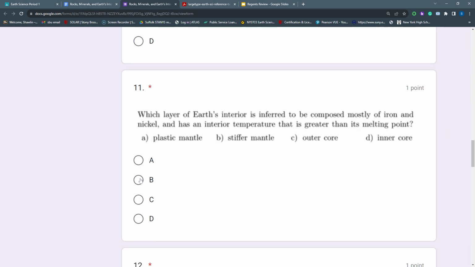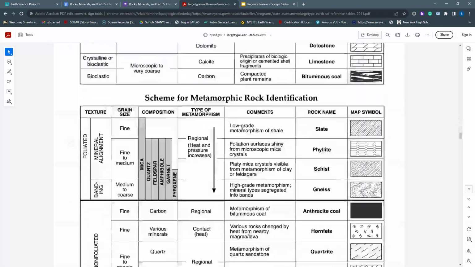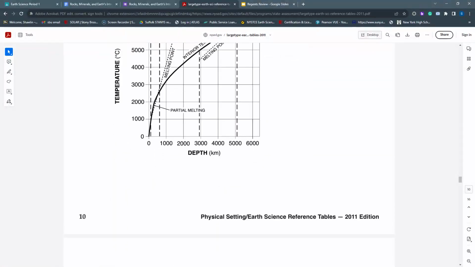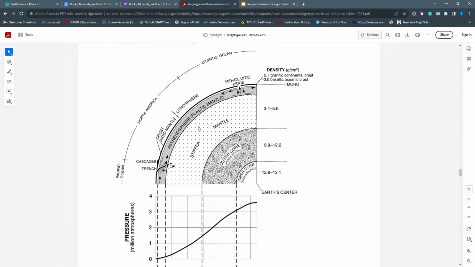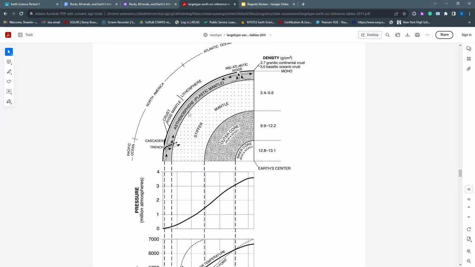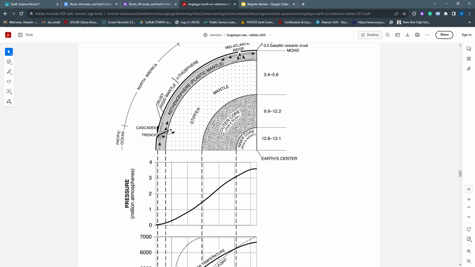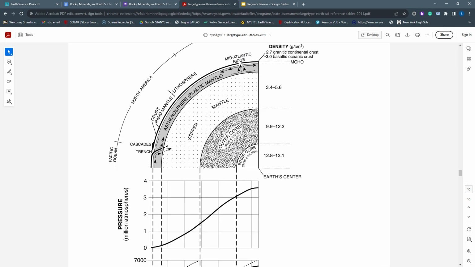All right, 11. Which layer of the Earth's interior is inferred to be composed mostly of iron and nickel and has an interior temperature that is greater than its melting point? If I'm talking about the Earth's interior or the layers of the Earth, I'm going to go to this page right here. This is page 10. This is the layers of the Earth or the Earth's interior. I want to know which of these layers are made up of iron and nickel. So the outer core and the inner core look like they're made up of iron and nickel.